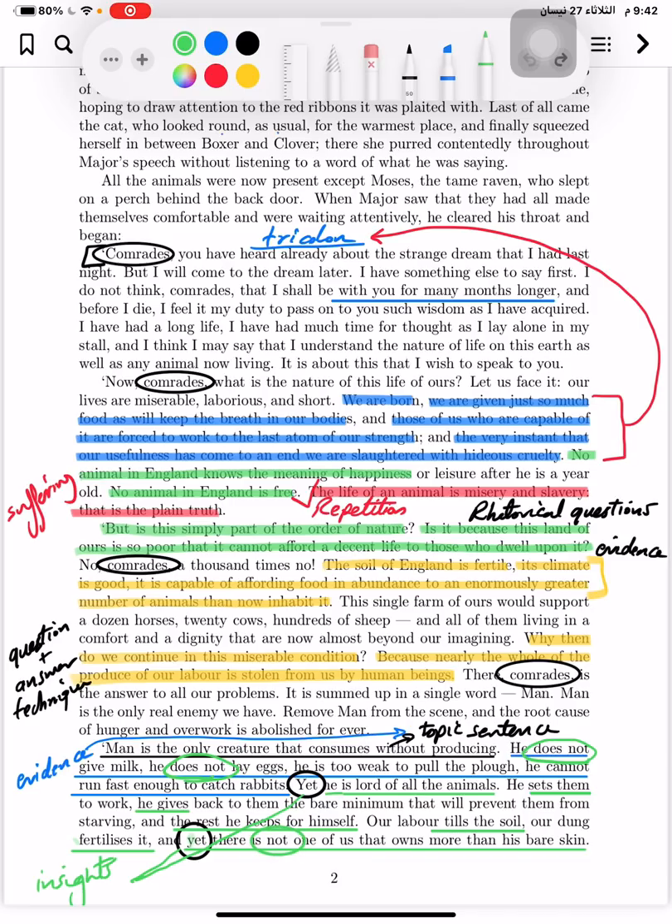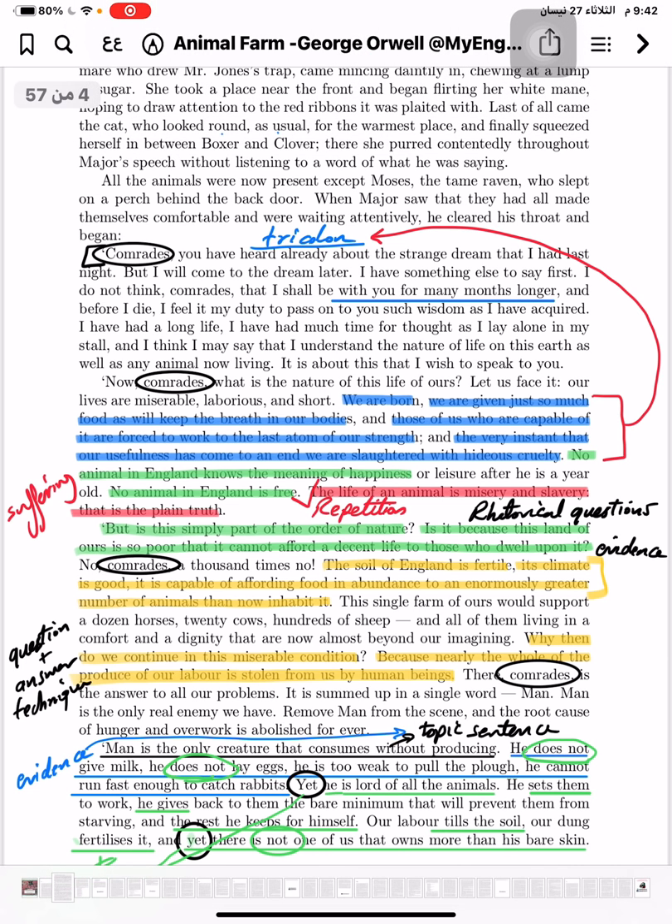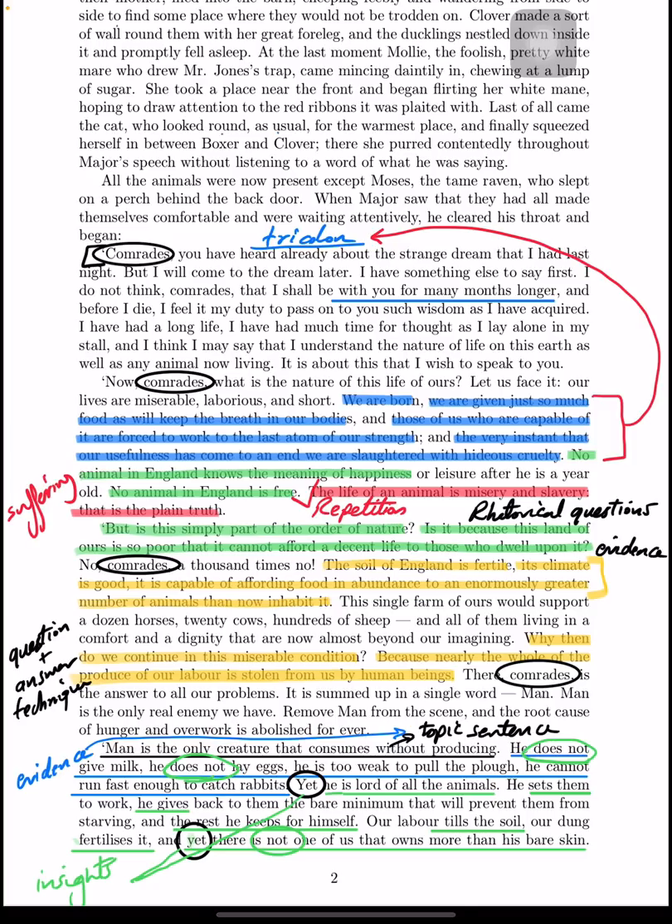So, "yet there is no one of us that owns more than his bare skin." That is the rhetorical style in this particular insight. When we use "yet", it means that I am presenting something the opposite of what I have already talked about.